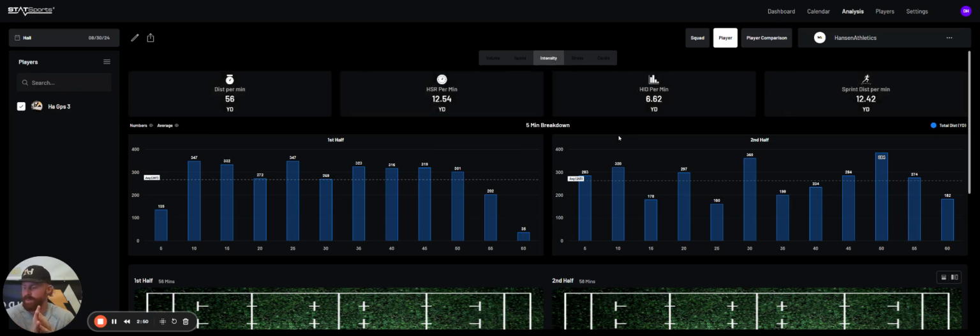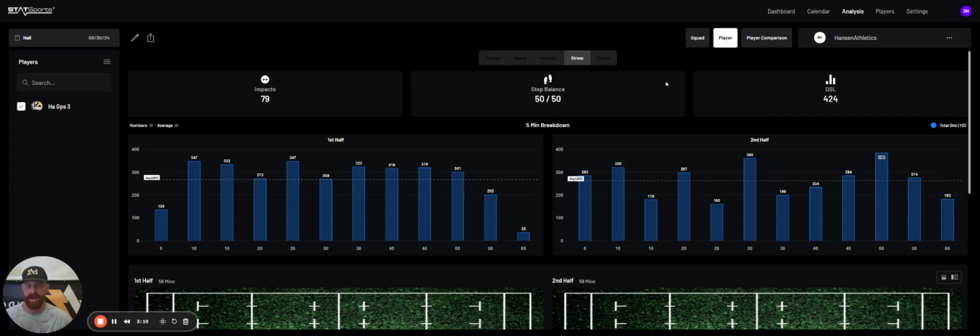Intensity, so distance per minute covered, 6 yards total through each minute. And then high speed running per minute, 12 yards. High intensity distance, so acceleration, deceleration, 6.62 yards. And then the total sprint distance per minute is 12 yards as well. So as you can see, per minute demands, again, very short accelerations and sprints.